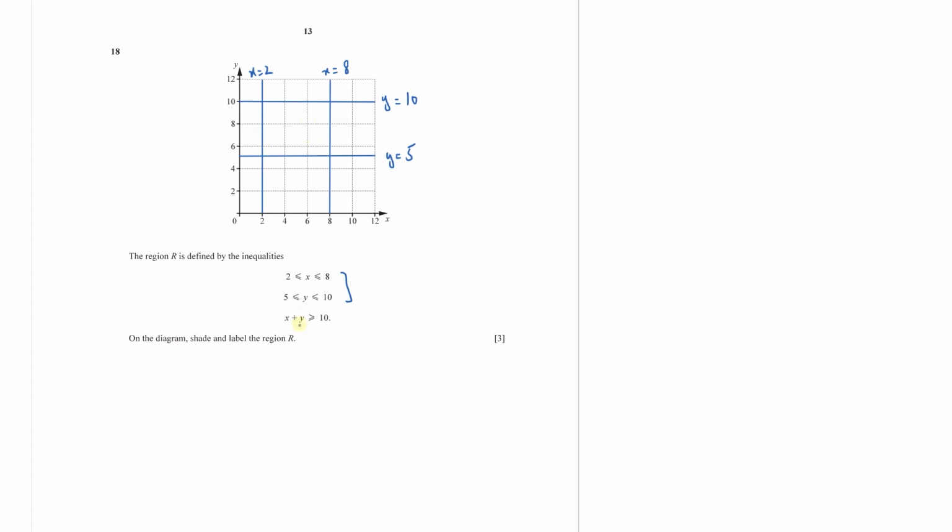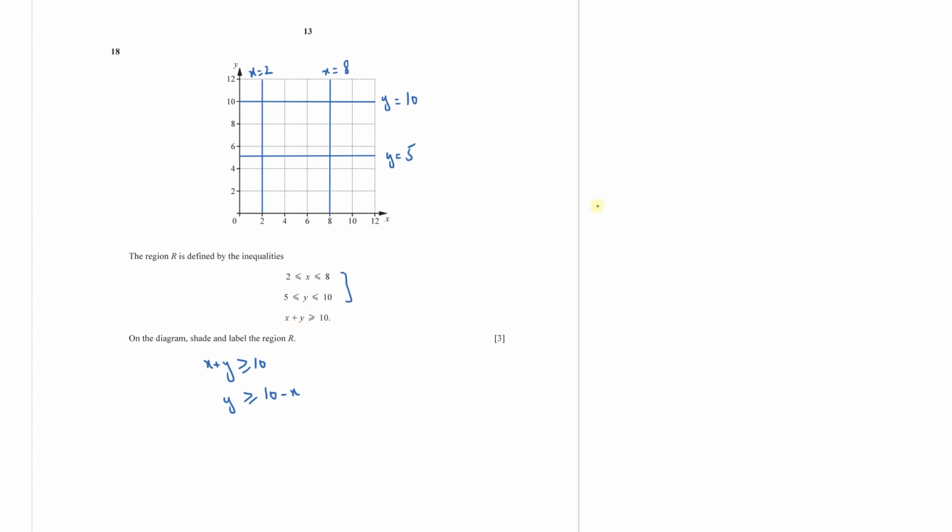But there's a third inequality, x plus y is greater than or equal to 10. So we need to draw this line as well so that we can correctly label the region R. So x plus y is greater than or equal to 10. I always recommend making y the subject of the equation. So this is y greater than or equal to 10 minus x. When you're given these inequalities, I always recommend making y the subject of the equation.